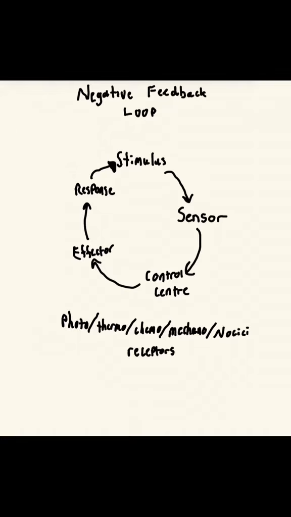So today we're going to talk about negative feedback loops and what they might look like with some real examples. So a negative feedback loop starts off with a stimulus. So obviously something needs to cause it. So what is the thing that initiates this response?